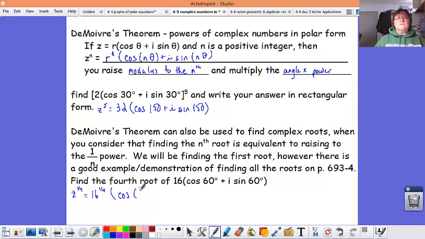So 1/4 times 60, plus I sine that same thing, 1/4 of 60. And then doing the work, the fourth root of 16 is 2, and 1/4 of 60 is 15 degrees. So it is 2 cosine 15 plus I sine 15, and those are both degrees. They should be marked that way. All right, there you have it.